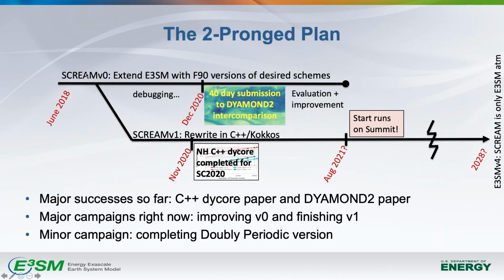So we have a two-pronged strategy for SCREAM. We've started out with what we call SCREAM version 0, where we've extended E3SM to use Fortran versions of the desired schemes, so kind of a prototype. A major milestone for the project is that we've done a 40-day simulation, 3 kilometers globally, and submitted it to the DYAMOND 2 international intercomparison of global cloud resolving models. And we've also written an overview paper about that. But I'll talk more about this milestone a couple of slides from now.